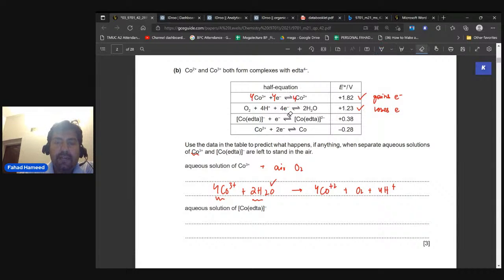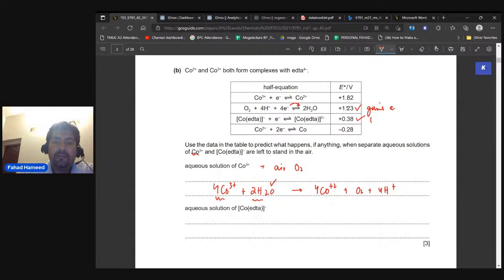So what will happen when it? So I'm going to rub off all of that, and let's now see what would be the reaction in this case. So this over here, it's cobalt with EDTA, and that's the air, with 1.23 volts. So the higher potential always gains electrons. So that's going to gain electrons. It's going to go in the forward direction.